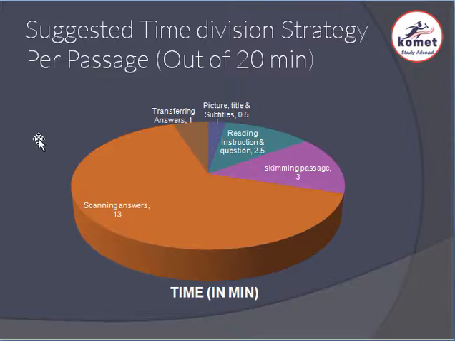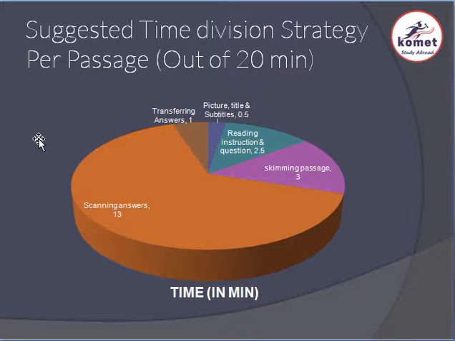Followed by this, step 2 is reading the instructions and questions. You must not consume more than 2 minutes, though here I have mentioned 2.5 minutes, which is quite a liberal timing strategy. But in the advanced stage, you should try not to cross 2 minutes. But understand that fast reading of a question without understanding the type of question will not fetch you any result.